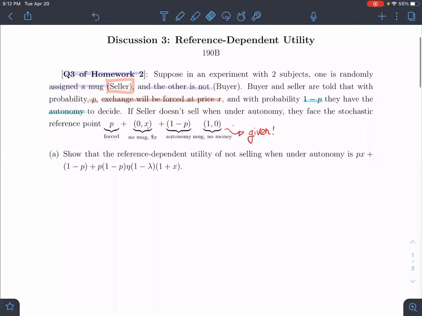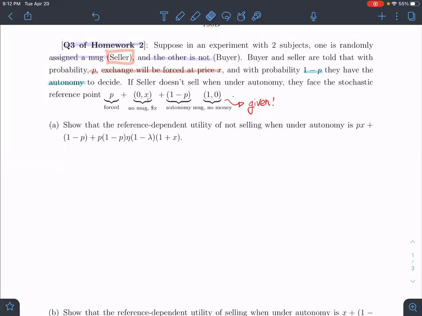Now let's dive into question A. Show the reference dependent utility, Koszegi-Rabin preference, of not selling the mark. Let me highlight this: not selling when under autonomy is this one. So the answer is given. Our professor was very, very kind to give the answer to us.